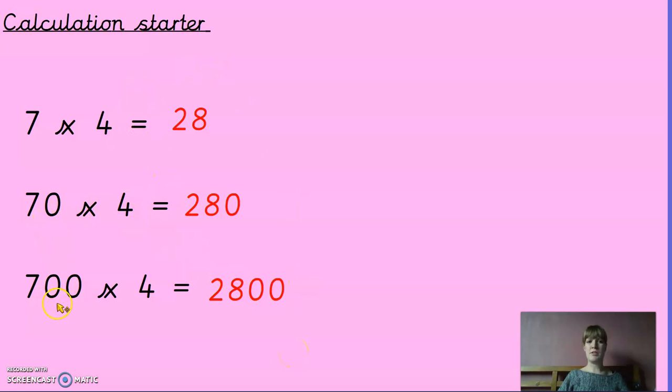So we've got the zeros, it's given us a clue. So this one, just 7 times 4 equals 28, and I've got 70 times 4. I've got the 0 there, and I need to make sure there's a 0 on the end of my answers. And this one, there's 2 zeros after 700, so I need to make sure I add an extra 2 zeros there. So moving on with the lesson.